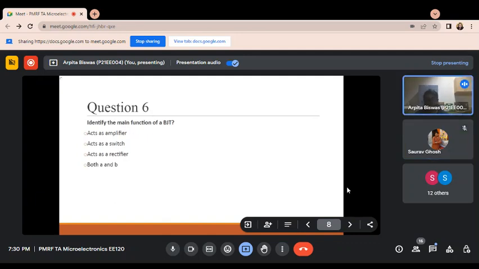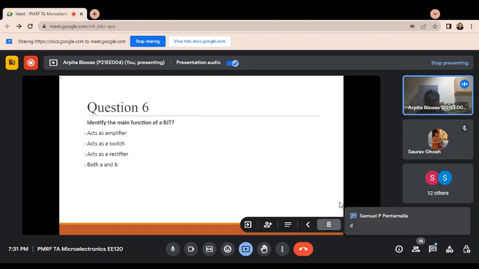Tarun, what is the right answer? I want all of you to at least try. I know some of you are very good in this subject, so you can give the answer easily, but I want all of you to at least try. Whatever the answer, right or wrong, then we will discuss. Tarun, what is the right answer? Please unmute yourself.